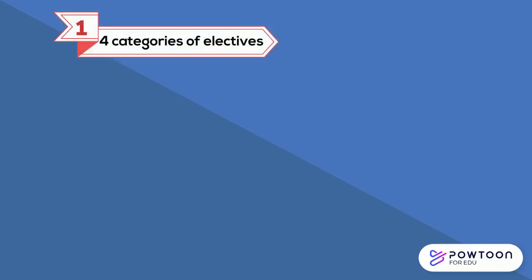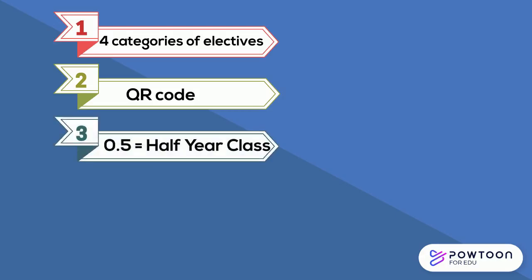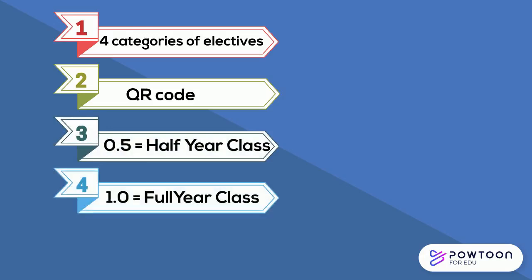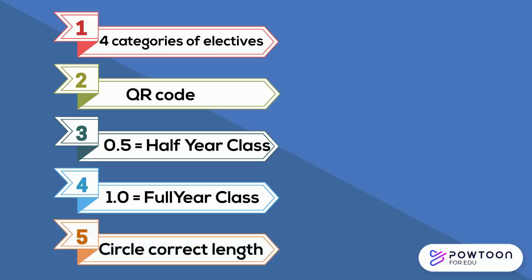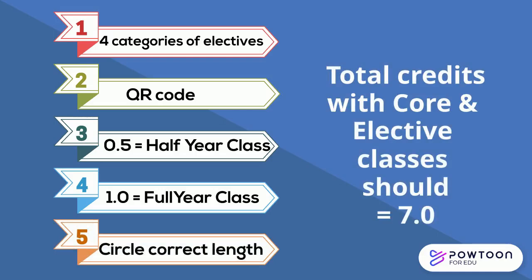There are 4 categories of elective classes. Please use the QR code on the front of the card for full class descriptions. Be sure to look at whether the class is a half-year class or a full-year class. Some classes you will get to choose if you wanted a half-year or a full year. You will need to circle the length that you would like. And make sure to total the credits with your core classes and elective classes and that they equal 7 credits.